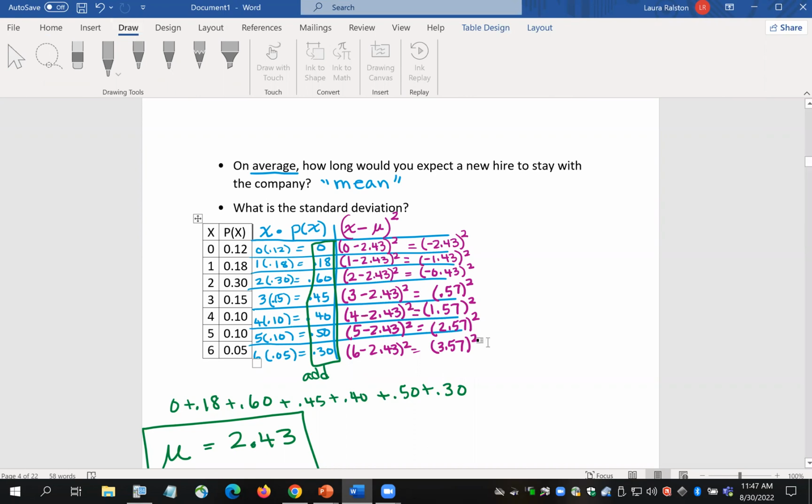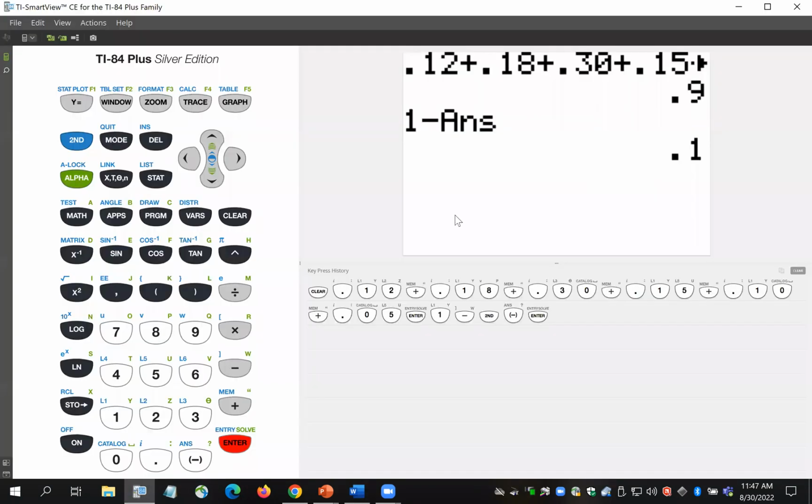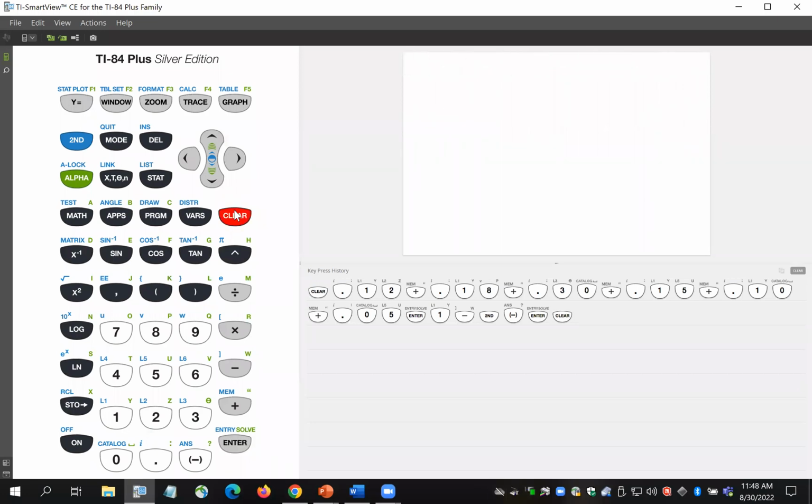Okay, so I'm going to try to do this on my calculator to save us a little bit of time. Actually, I have a quick question. Sorry to stop you there, but that's fine. I was going back because I'm trying to do this along with you, and I didn't get the same answers for the x minus m squared. So I'm not sure what I'm doing wrong there. Can you show me how you got those answers?